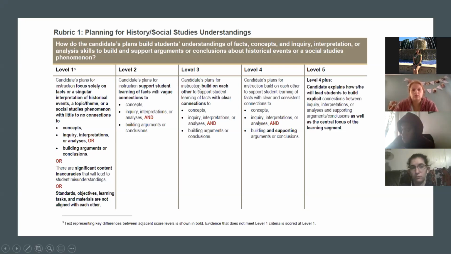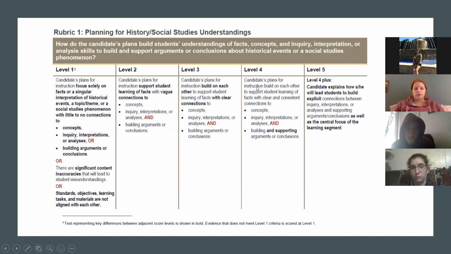Candidates' plans for instruction build on each other to support student learning of facts with clear connections to concepts, inquiry, interpretations, or analysis. Okay, so at a base level, when I create a unit about the French Revolution, I should start out with basic information and then build up to the big ideas, right? So am I doing this? Do I feed students little bits that help them understand the French Revolution, and then build on those ideas and help them get to analysis, to the place where they can make arguments about why the French overthrew their government?